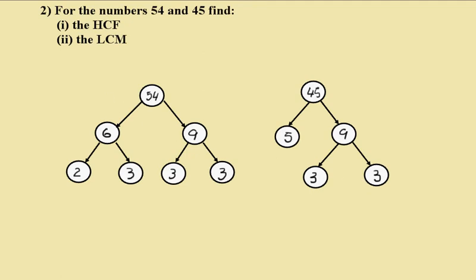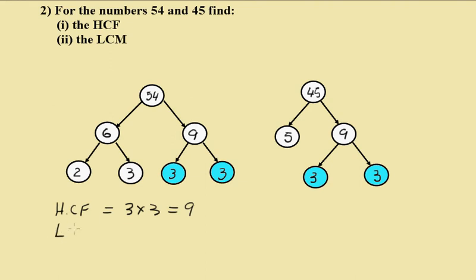Now finding the highest common factor, we've got here a 3 and a 3, another 3, another 3, and that's it. There's nothing more that's common. So now to work out the highest common factor, the highest common factor is going to be equal to simply 3 times 3, which is 9.